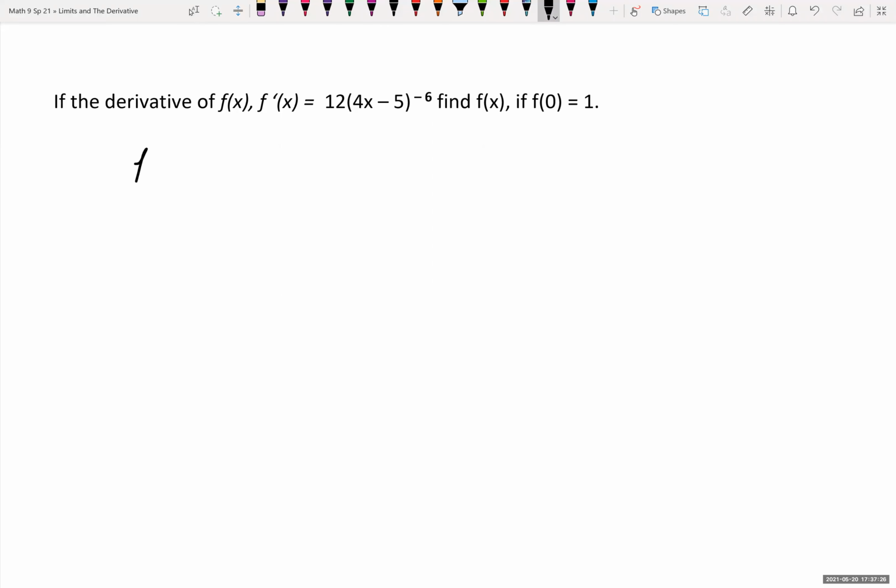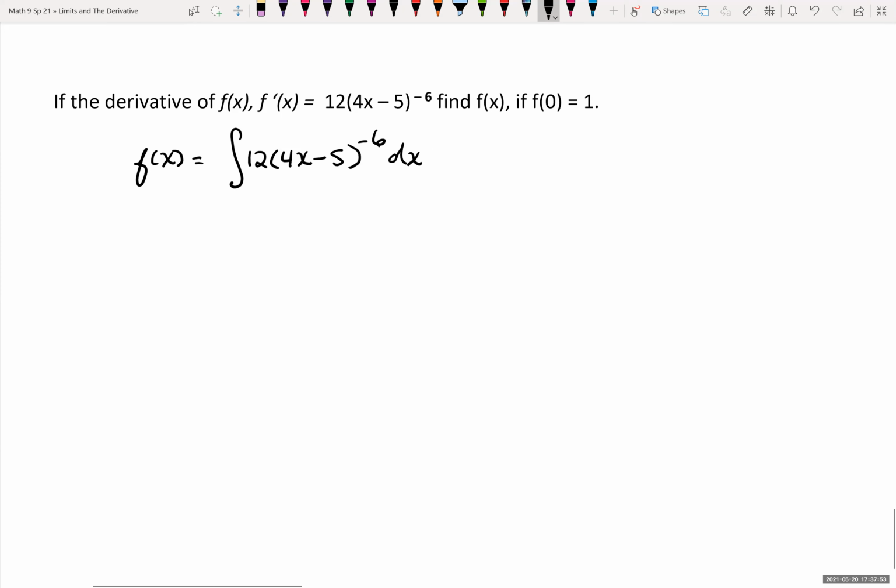And so we can say that f of x is equal to the antiderivative of f prime of x, which is this 12 times 4x minus 5, all raised to the negative 6 power dx. So it's not in a form that I can just go ahead and integrate right away. I need to use some substitution.